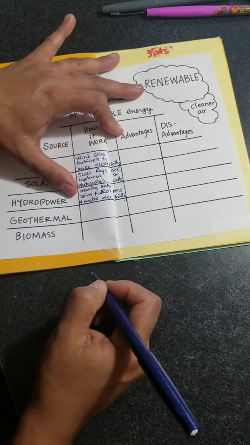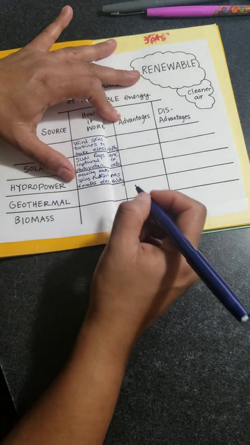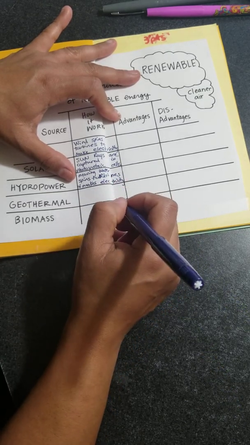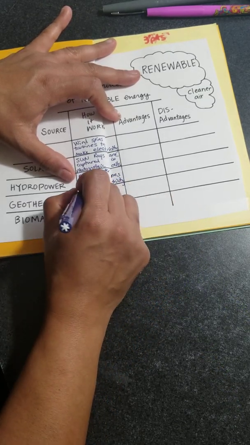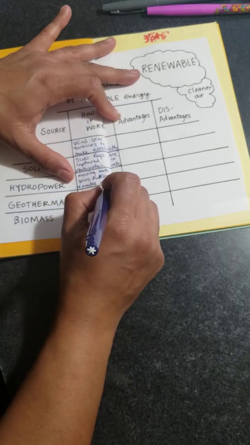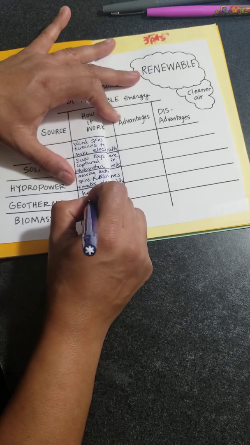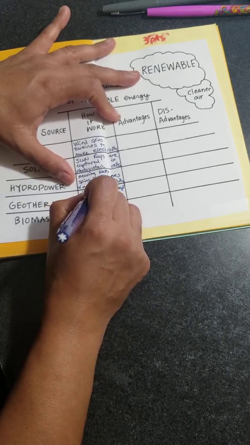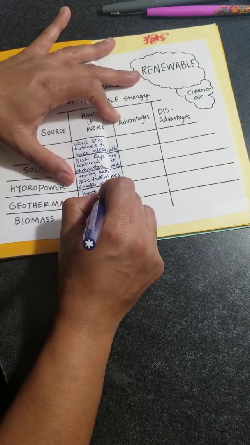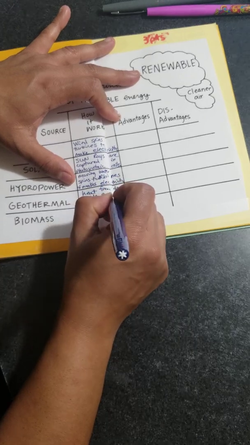The next one is geothermal. Now, geothermal is heat from deep inside the earth. Okay.